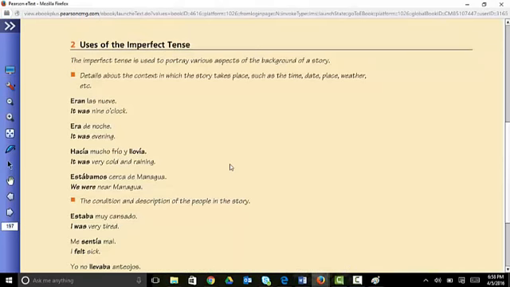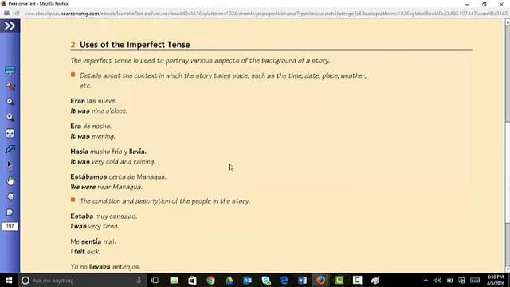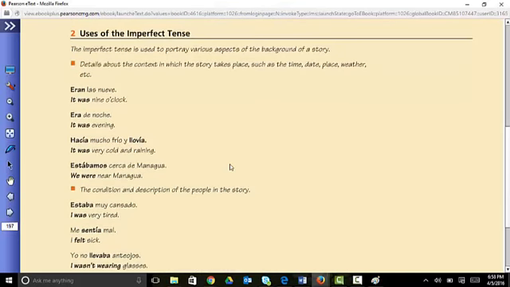So I'm going to talk to you about the imperfect. There are two regular past tenses: the preterite and the imperfect. We've already talked about the preterite, so we're going to talk now about when to use the imperfect, and then we'll talk about how to form it, and then maybe we'll get into what the difference is between the two.